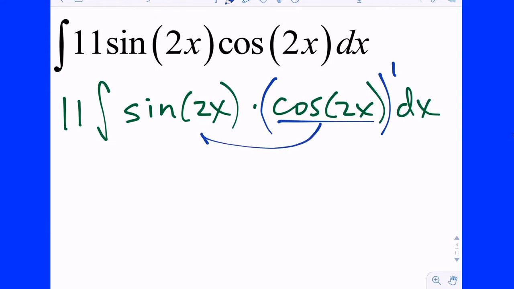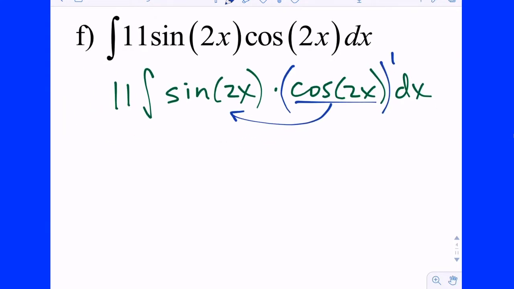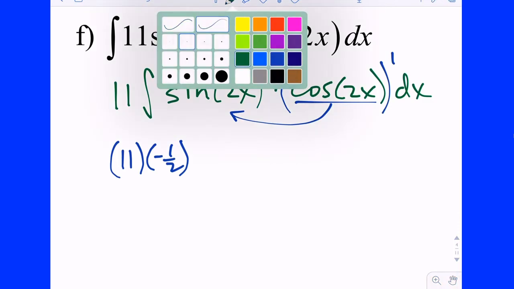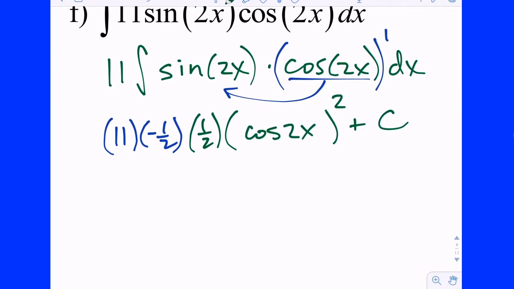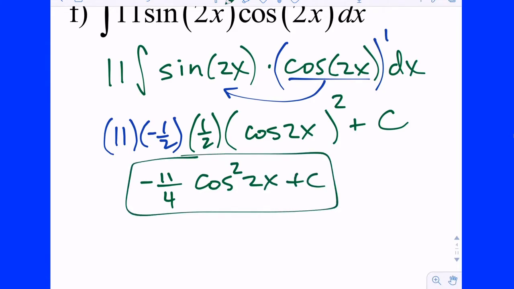Well, if you did that, then the derivative of cosine of 2x, you're going to be off once again by a -1/2. So 11 would go along for the ride. You'd have a correction of -1/2. Your sine of 2x would get packaged back up. And then step 2, the antiderivative of blob to the first would be, well, it'd be 1/2 blob squared, or blob squared divided by 2. So you get that, and then plus c, right? And if you simplify all that, you get -11/4 cosine squared of 2x plus c. So that one works well.